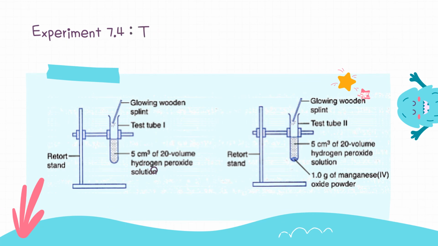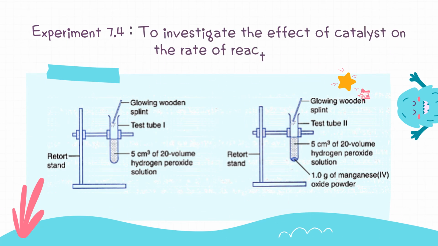Okay. So this is the experiment to investigate the effect of catalyst on the rate of reaction. In this experiment, we use hydrogen peroxide, 5 cm³ of 20 volume hydrogen peroxide solution in both sets. But in one set, okay, we add manganese(IV) oxide. This is the catalyst for decomposition of hydrogen peroxide solution.